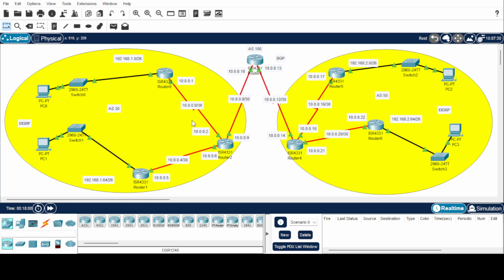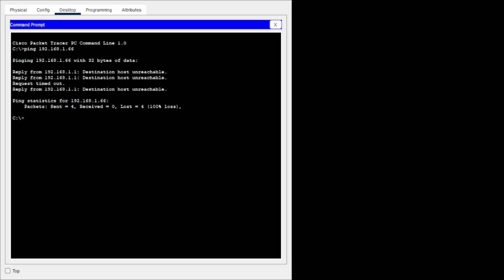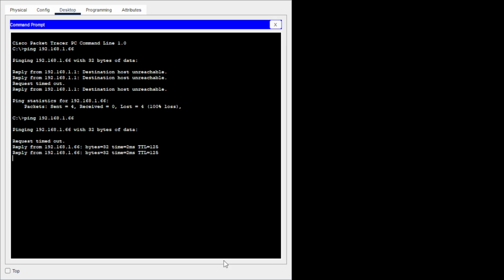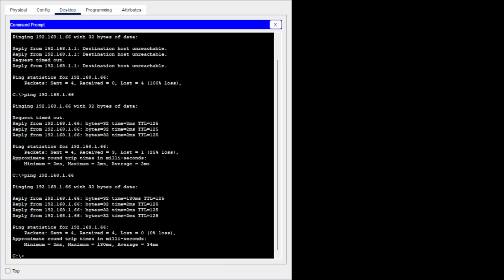Now we can check the ping test again from PC0 to PC1. We are going to ping the destination PC1, which IP is 192.168.1.66. So pinging. Yes, it's pinging.